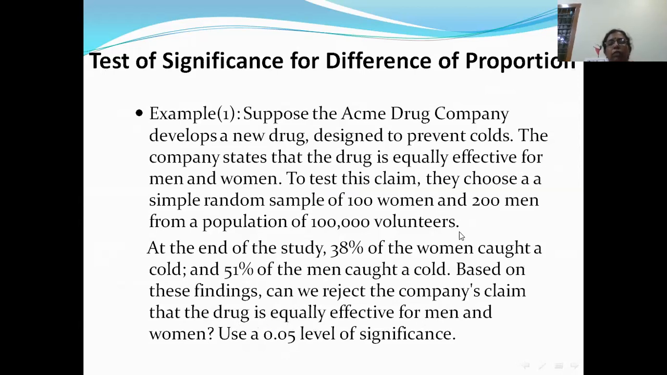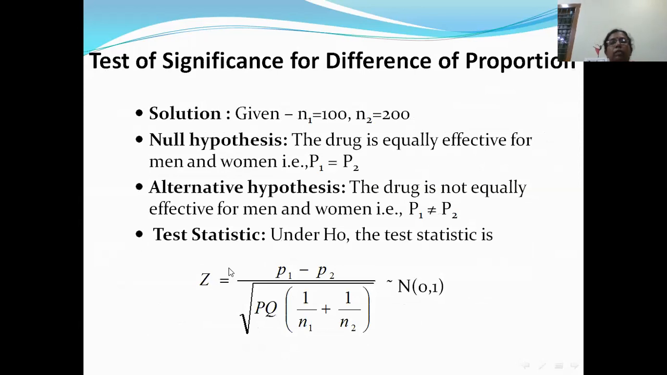So we have to test whether the drug is equally effective for both men and women. What are the values given to you? N1 is given as 100, N2 is given as 200. Proportion, 38% of women caught cold. That means proportion of women who caught cold is 0.38, P1. P2 is 0.51. So given values N1 100, N2 200. Null hypothesis H0: the drug is equally effective for men and women, that is P1 equal to P2. Alternative: the drug is not equally effective for men and women, that is P1 not equal to P2.